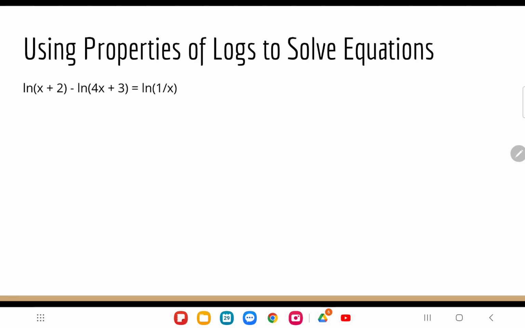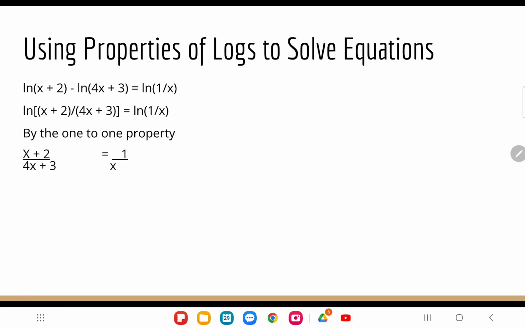In another example, you can see we have natural logs all over the place. So I have this expression, and then I'm going to use the one-to-one property of logs. x plus 2 divided by 4x plus 3 is going to be equal to 1 over x. Now I'm going to rewrite this as x times the quantity x plus 2 is equal to 4x plus 3. And this gives me that x squared minus 2x plus 3 is equal to 0. I'll factor that, so my apologies, that should say x squared.